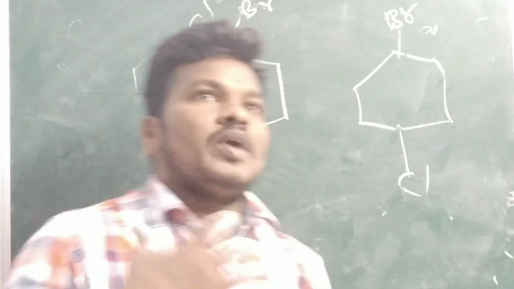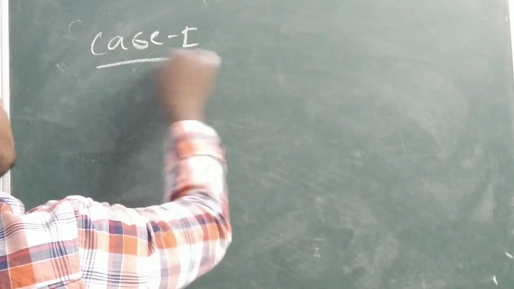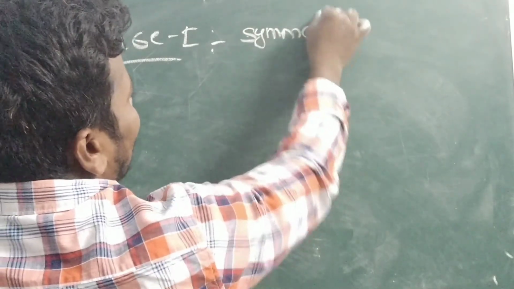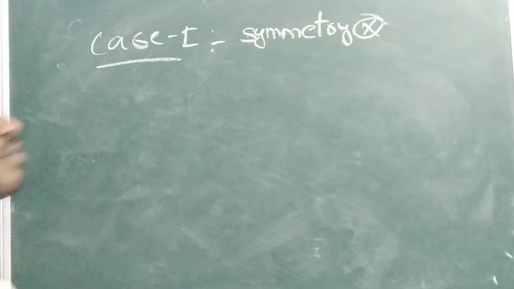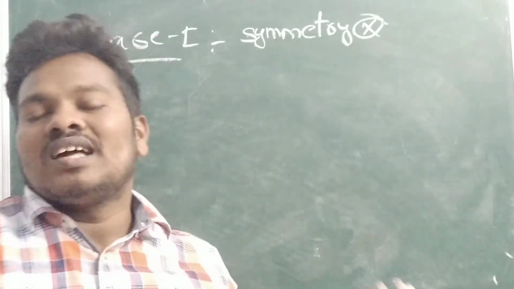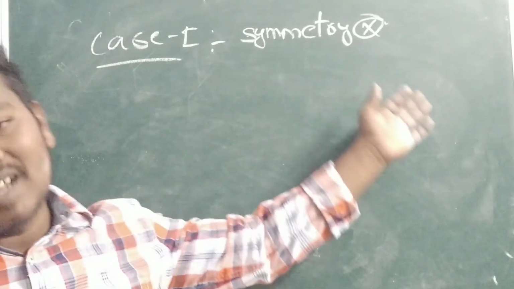So next, if any compound is there, calculation of the geometrical isomers. How can you calculate how many are possible? Every time writing the structure is very difficult. So there are two types of cases. One is unsymmetrical, where symmetry is not present. Symmetry means both sides have the same groups. If both sides have opposite groups, that is called unsymmetrical, that means symmetry is not present.